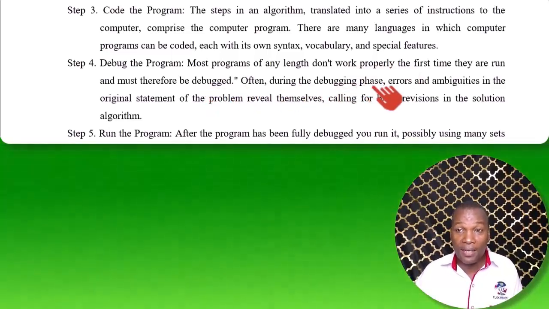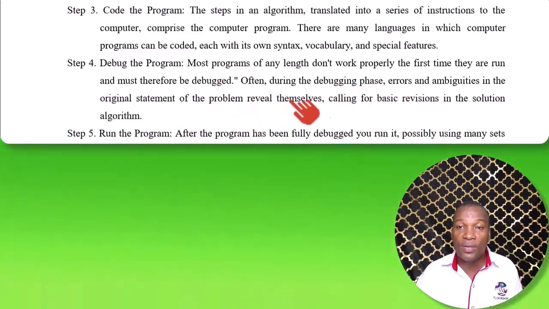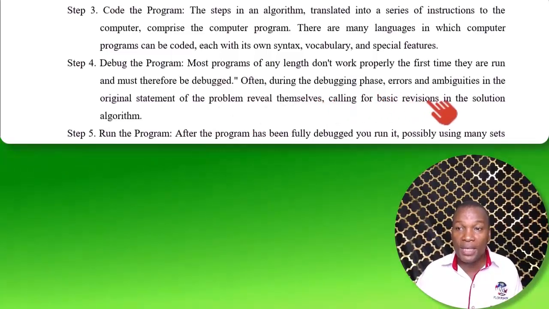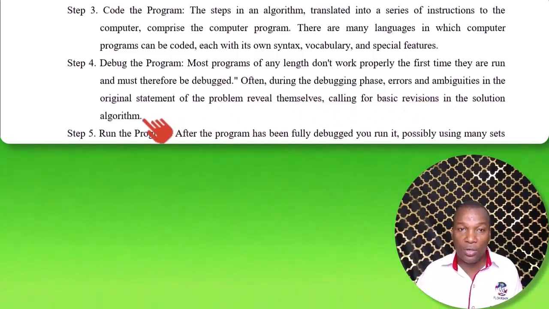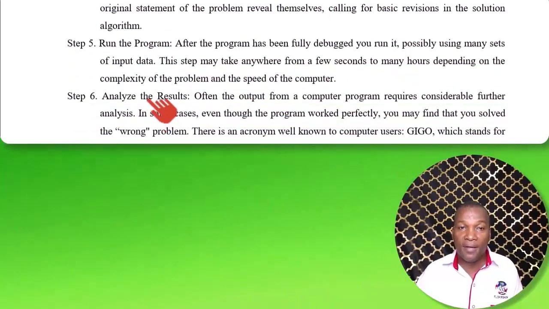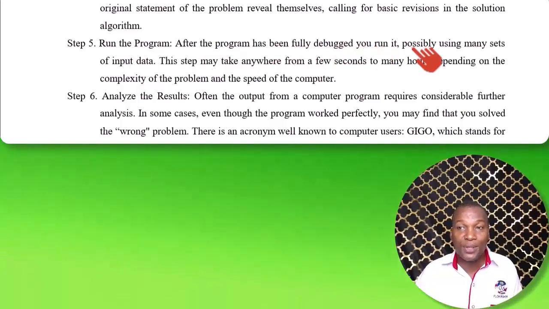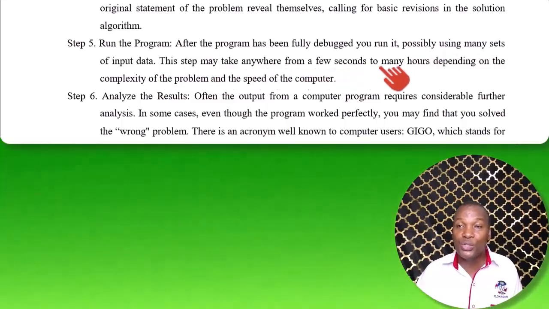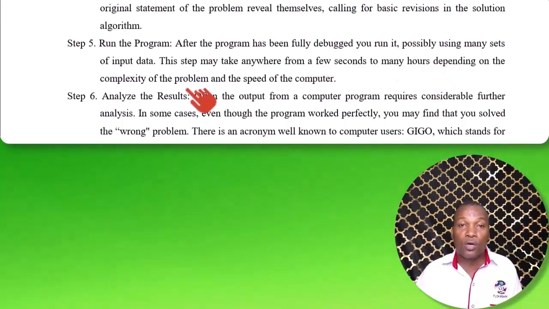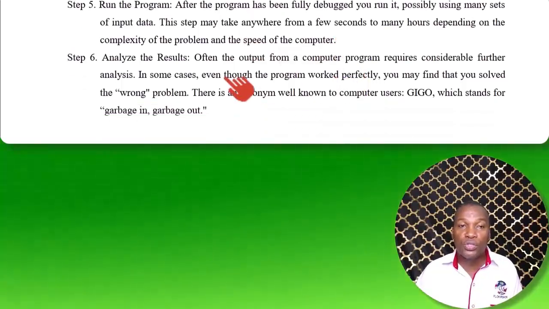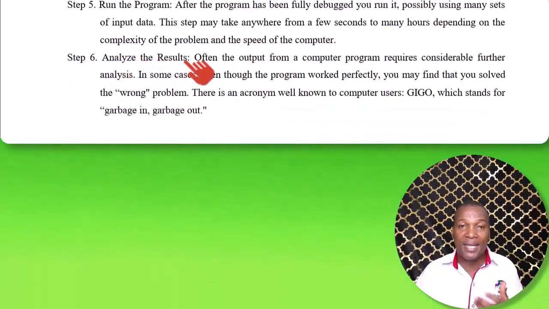Often, during the debugging phase, errors and ambiguities in the original statement of the problem reveal themselves, calling for basic revisions in the solution algorithm. Then step number five, you run the program. After the problem has been fully debugged, you run it, possibly using many sets of input data. This step may take anywhere from a few seconds to many hours, depending on the complexity of the problem and the speed of the computer. Then step number six, you analyze the results.